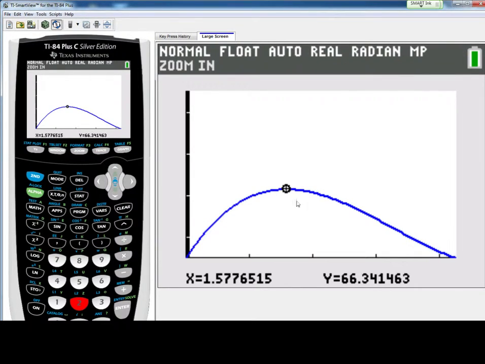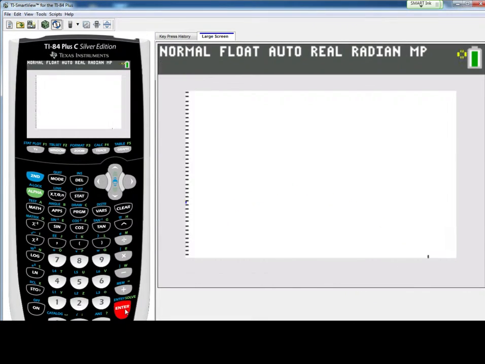Is that the only time I'm going to get this volume? No? Is that the only time I can maximize this volume? Is that the only time that I can get 66.34 for a volume? No. Do you guys remember the function?